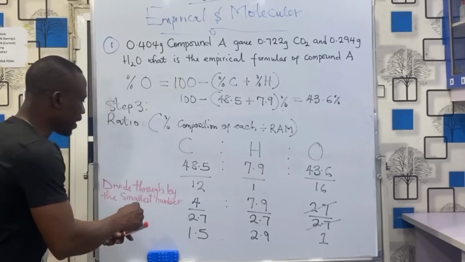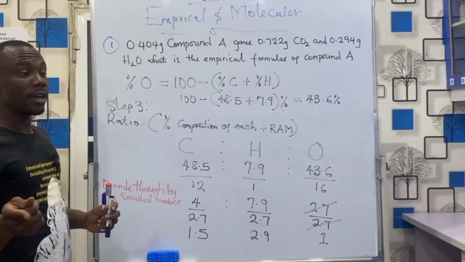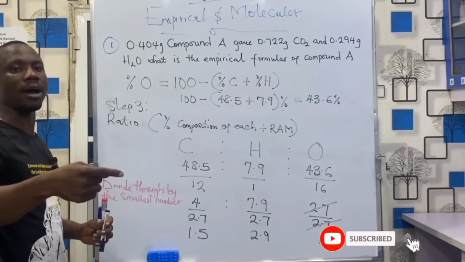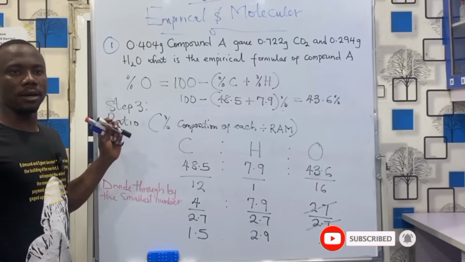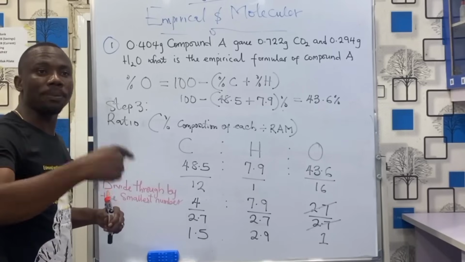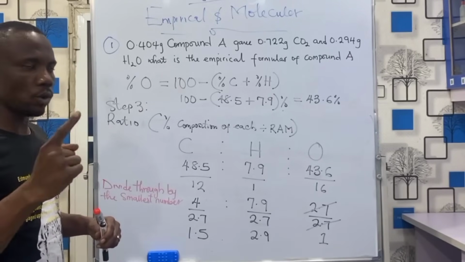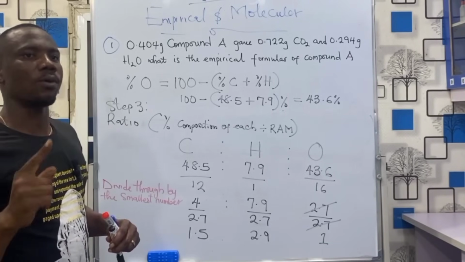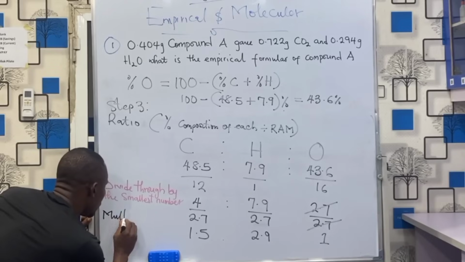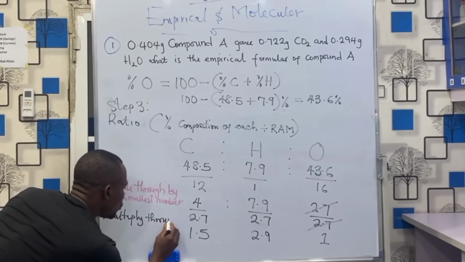So multiplication takes precedence over rounding up or rounding down, except in a case where, when you multiply by a certain whole number, you will never get any whole number in the composition. But when you know that multiplying by a certain whole number will give you a whole number, ensure you do multiplication before rounding up or rounding down. And so in that case, we are going to multiply through by 2.